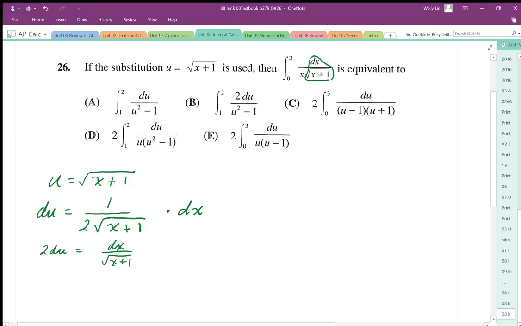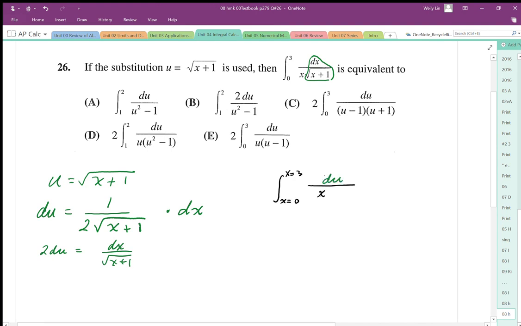Okay, so I'm just going to do a substitution at this point. So I'm going to do my integral from x equals 0 to x equals 3. And I'm going to have 1 over x. And I'm going to replace the rest of that with the du. So that du is going to replace that.